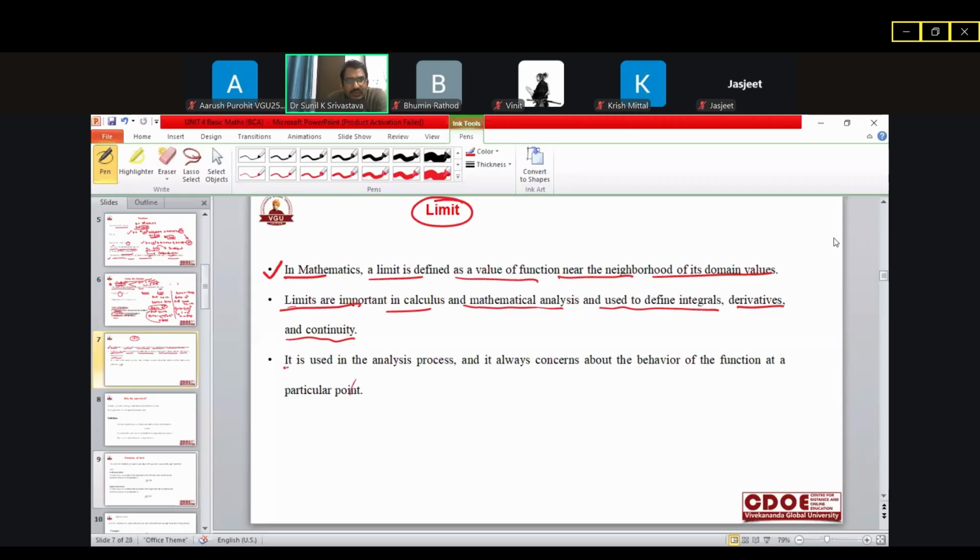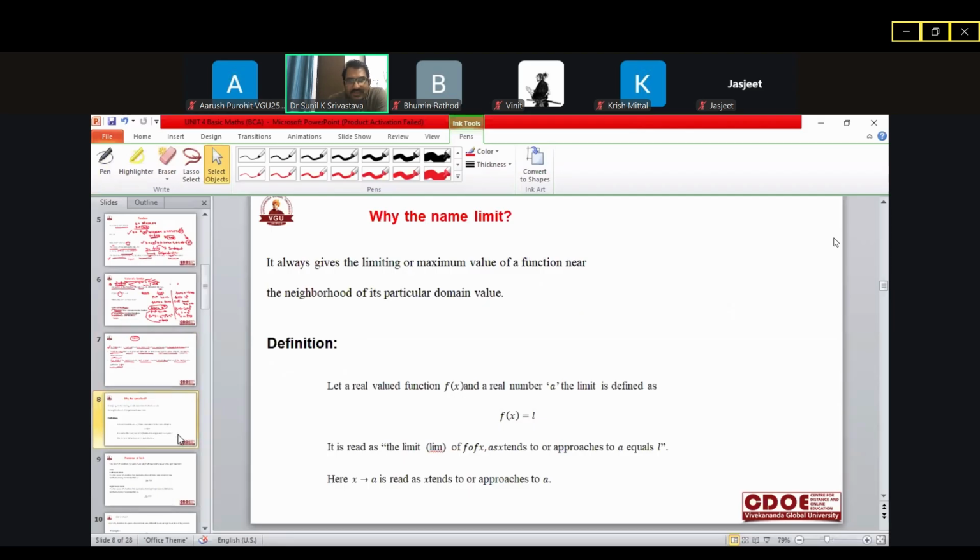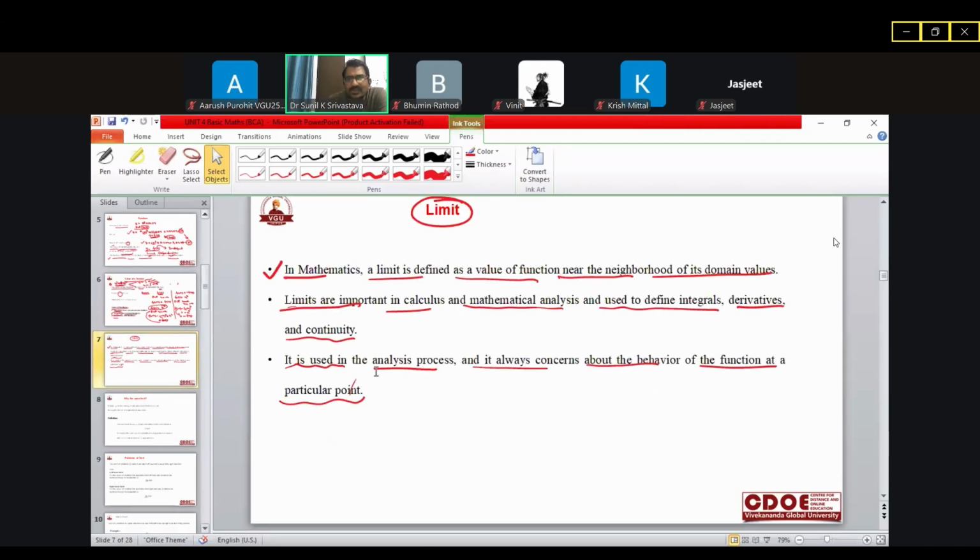It is also used in the analysis process. It is always concerned about the behavior of the function at particular points. For example, suppose we are going to find the value of the function. What is the meaning and the definition of the limit here? Before defining it, we have to come across some points, which I'm going to discuss with you.